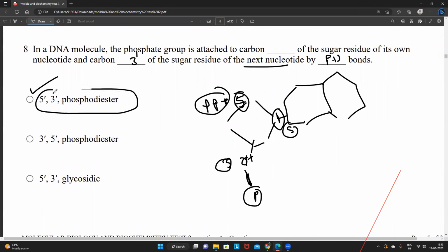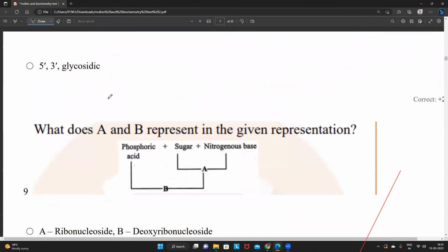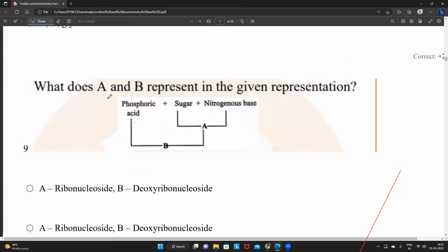Hence, what is the correct answer? 5 prime to 3 prime phosphodiester bond. Very simple, straightforward, and direct question. Some people have given the wrong answer to this also. And you only see here.